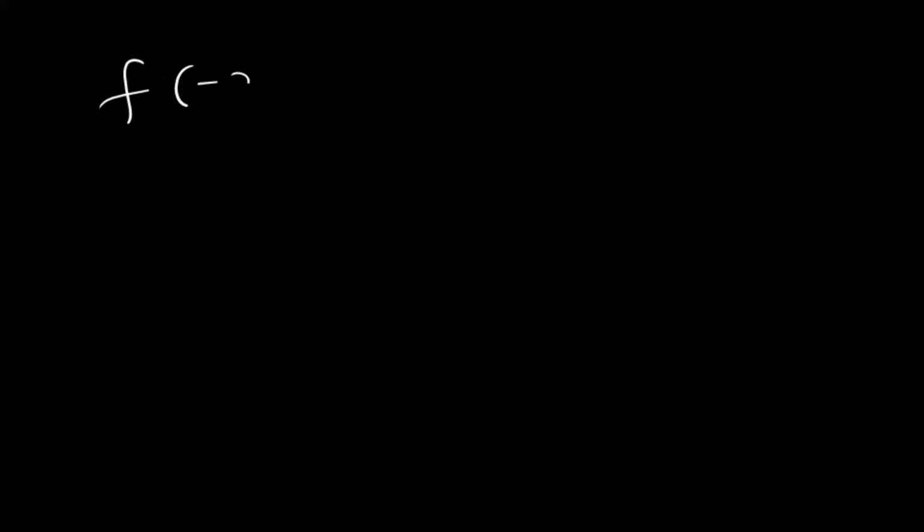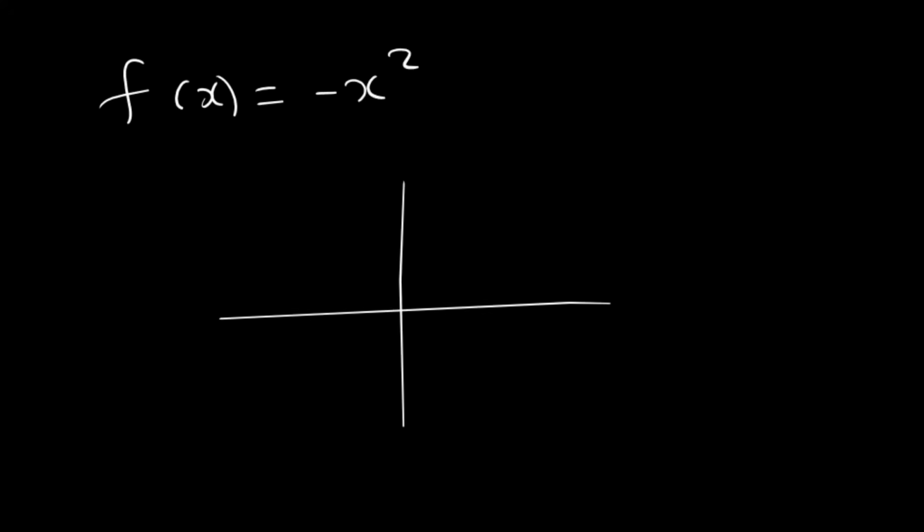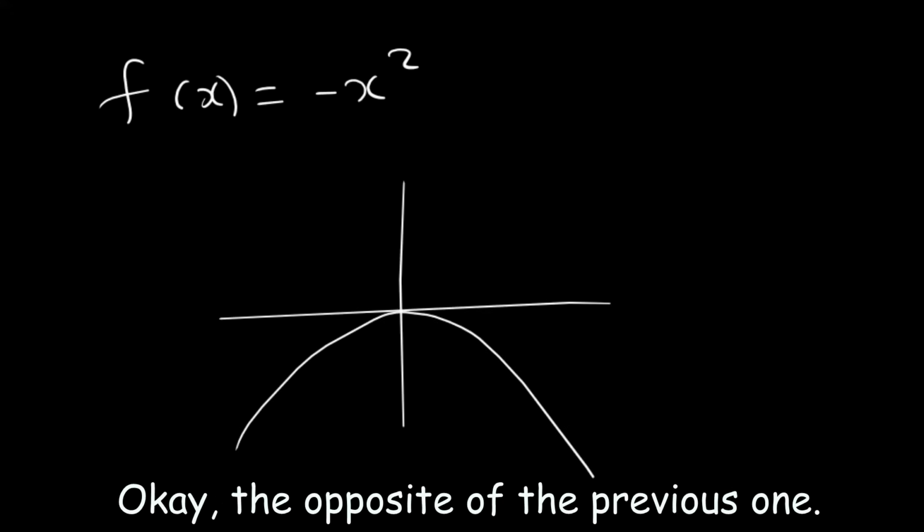Then what about f of x equals, let's say, negative x squared? Okay, so because the value of the function is negative, we're going to the negative values of y. The function is negative, so this would be something like that. Okay, the opposite of the previous one.